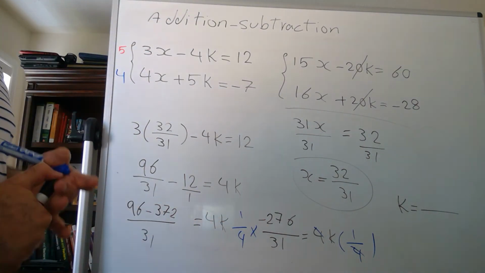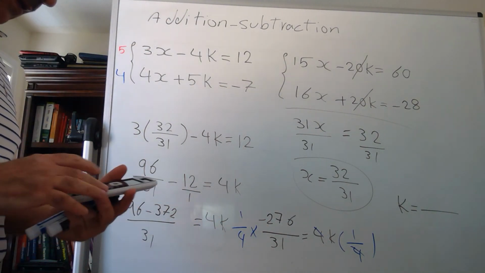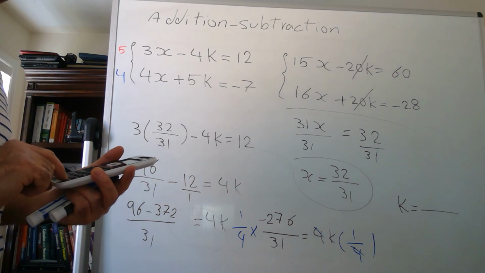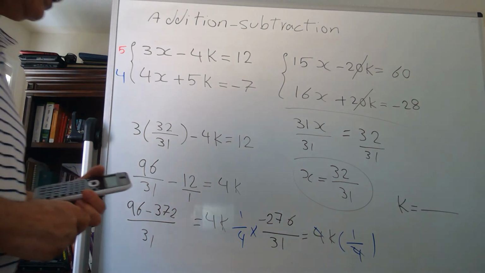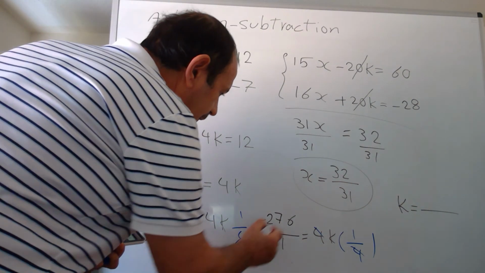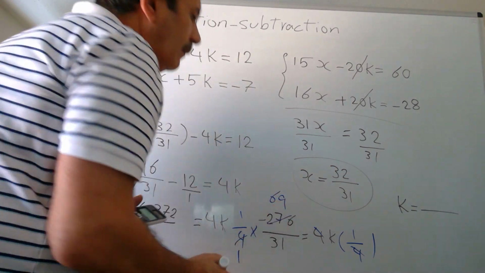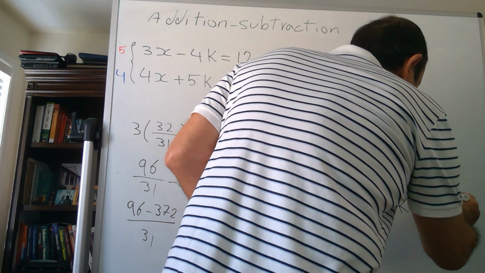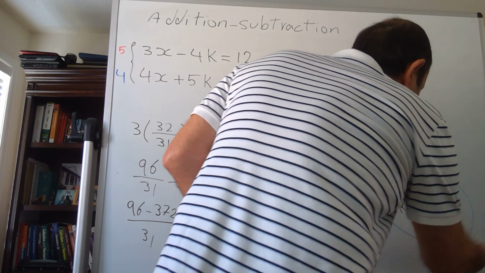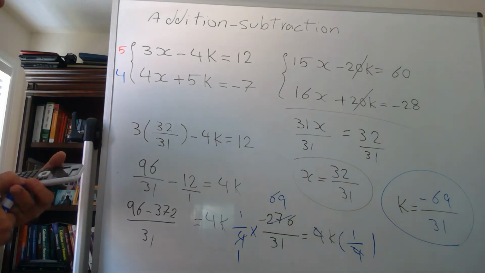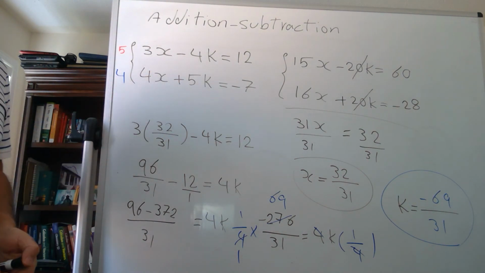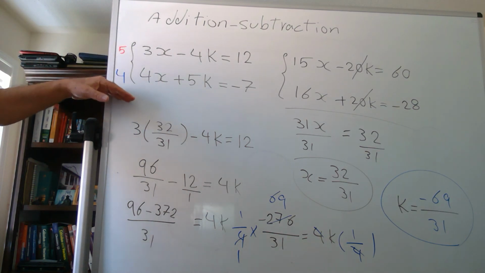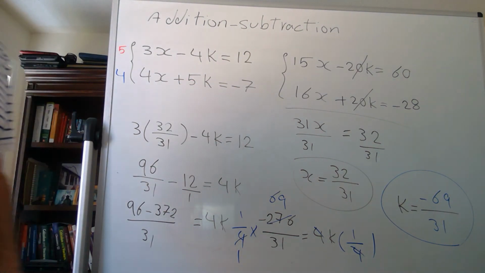negative 276 divided by... these two can cancel each other, but anyway, this one is 1, this one is 69, so k is going to be negative 69 over 31, negative 69 over 31. As you see, the main point of this one is if none of the variables are eliminated in the first step, how we can change the equation in a way that we eliminate one of the variables.